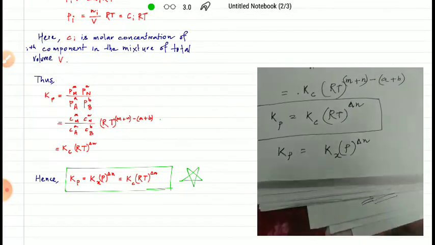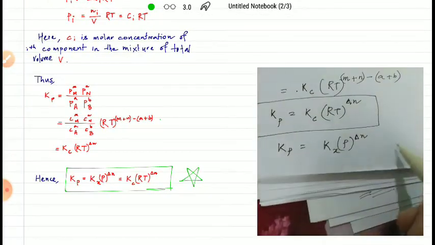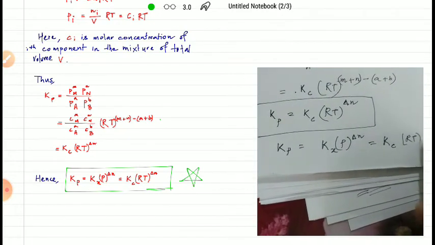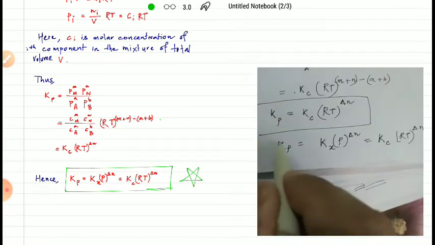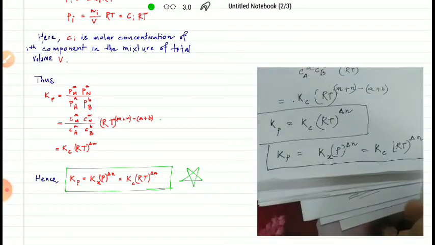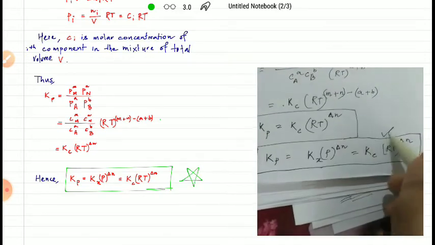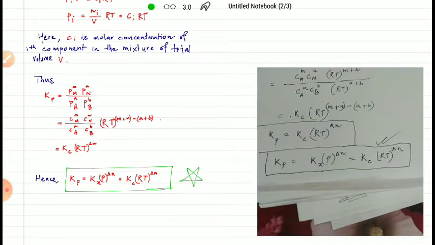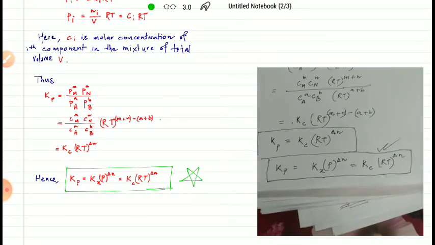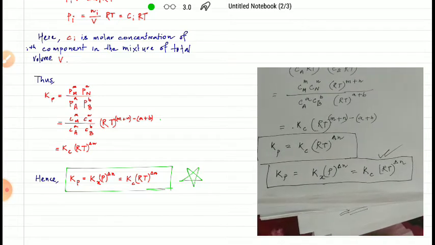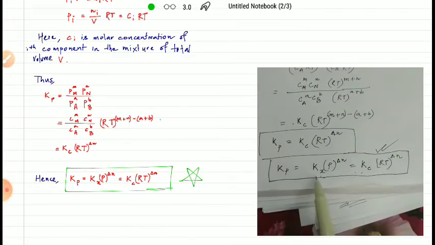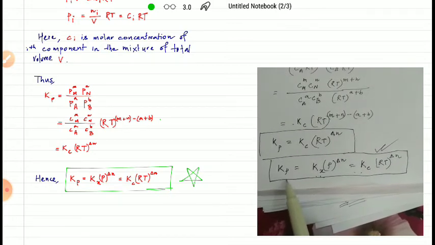And it is also equal to Kc RT to the power del n. So this is your relations. Okay, so it is very important, so try to understand this one. So this is actually the relation between the three forms of equilibrium constant.